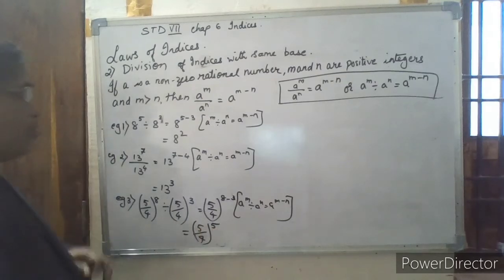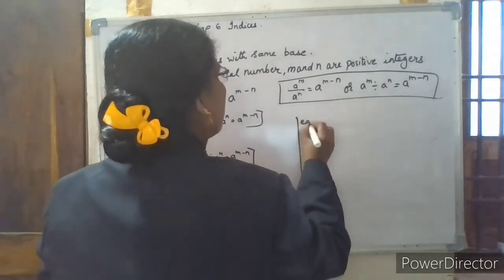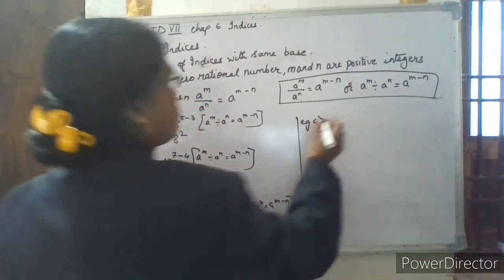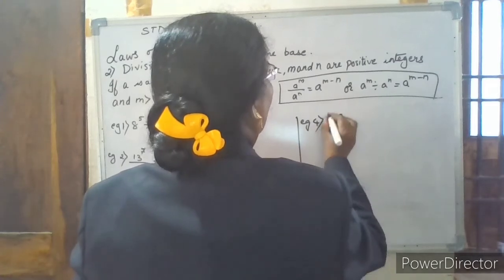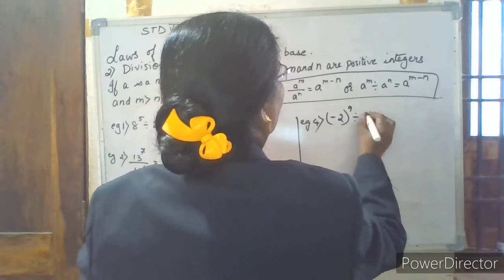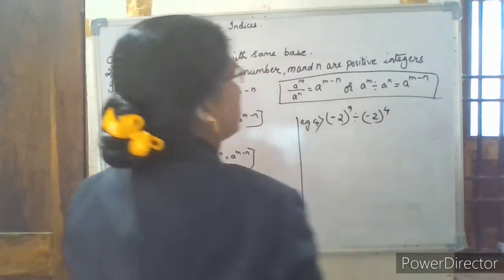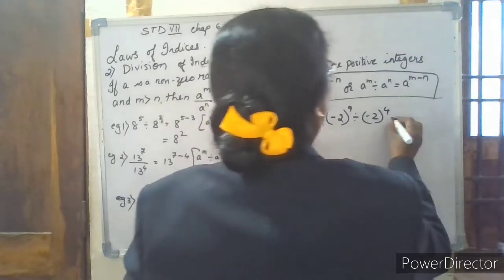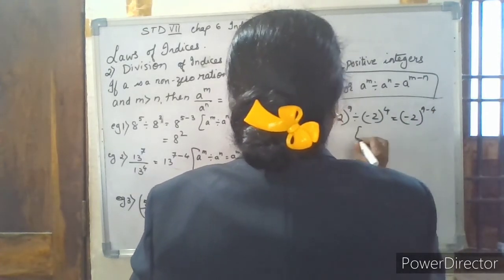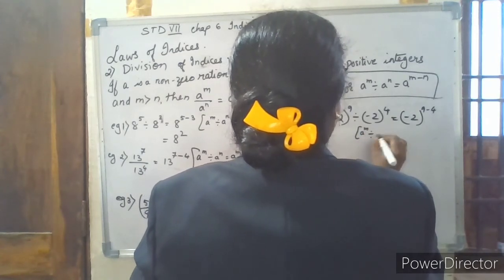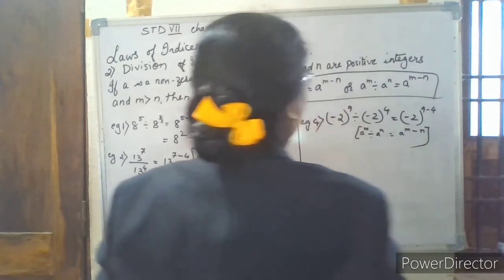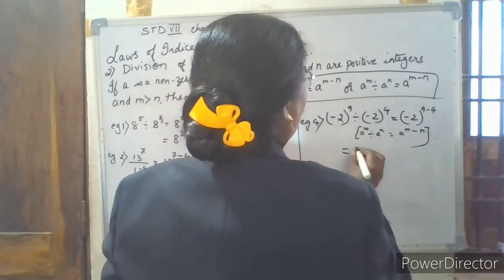Example 4. Suppose minus 2 the whole raised to 9 divided by minus 2 the whole raised to 4. Then this is equal to minus 2 the whole raised to 9 minus 4. This is because of the law a raised to m divided by a raised to n is equal to a raised to m minus n. So the answer will be minus 2 the whole raised to 5, as 9 minus 4 is 5.